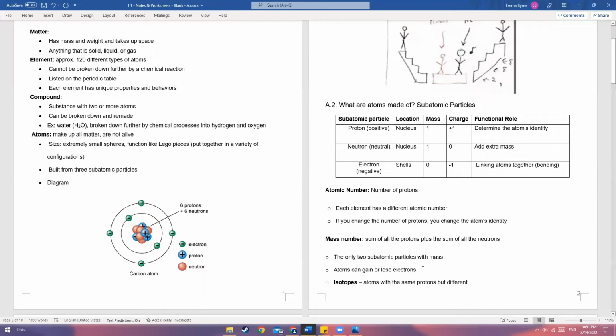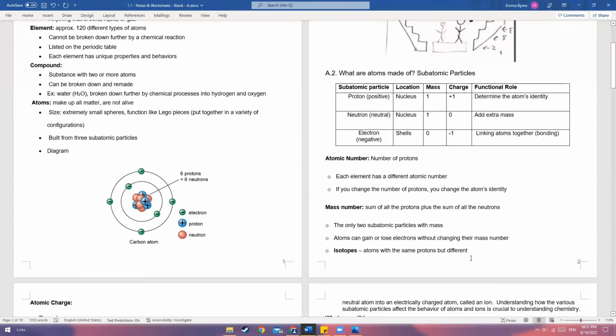So atoms can gain or lose electrons without changing their mass number. However, if the purpose of neutrons is to add extra mass, what happens when we change the number of neutrons? And so this is a new term, an isotope. Isotopes are atoms with the same protons, but a different number of neutrons.